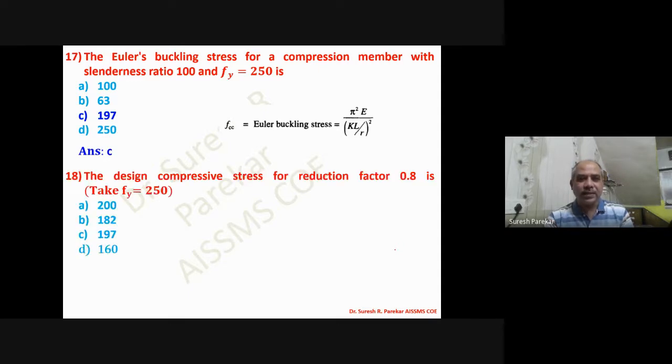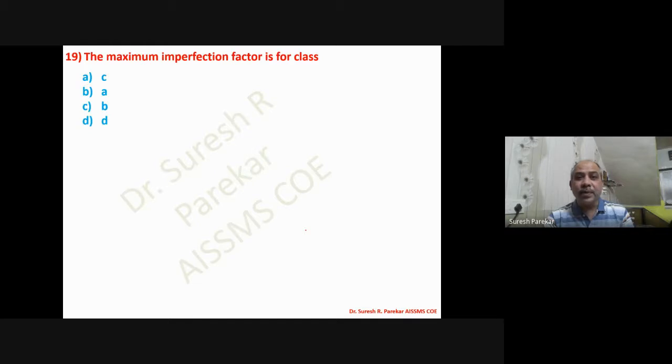Now the design compressive stress for reduction factor 0.8 is, I have already shown you the formula, that is x Fy upon gamma mo, where x is the reduction factor, and if I substitute this value in this, we will get 182. Here x value is 0.8, Fy we have 250, and gamma mo is 1.1. Then the maximum imperfection factor is for class.